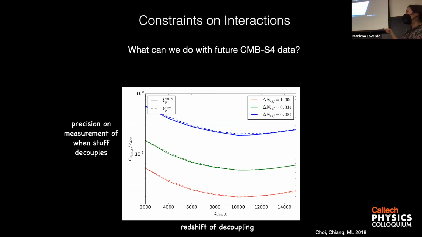So one can ask, suppose we detect an extra contribution to the radiation density that's like 10% of one neutrino. How accurately can we measure the time at which it decouples? And the answer is, well, not that accurately, but at the tens of percent level, you could measure that. And that could tell you something about the type of interaction that was taking place.